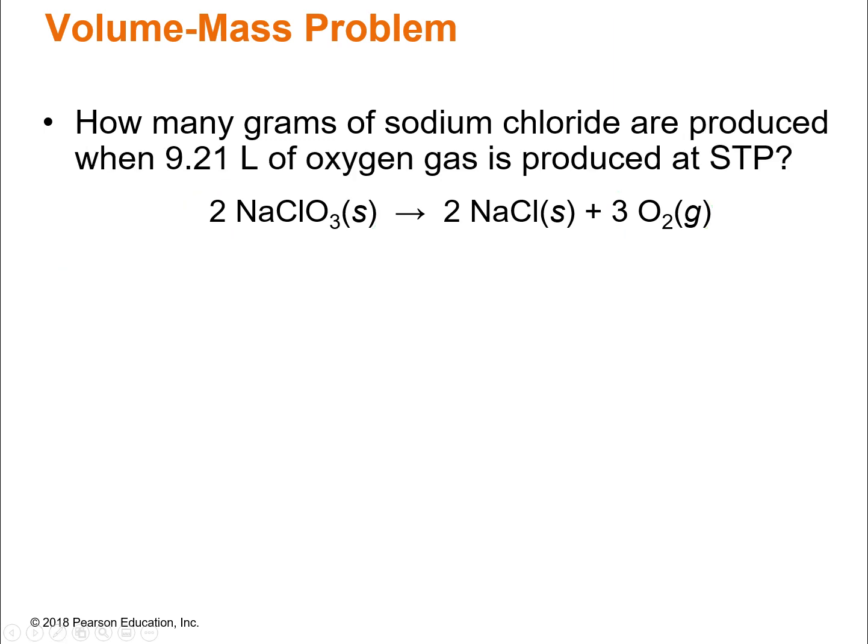So here you go. This time you're trying to figure out how much sodium chloride, so this guy, is produced when you make 9.21 liters of oxygen gas. I'll give you 5 minutes to get started. You can put your answer in the chat if you get to an answer. But after about 5 minutes, I'll start going over it. I'll go ahead and start setting up the plan. And you can keep on working and put your answer in if you're working towards an answer.